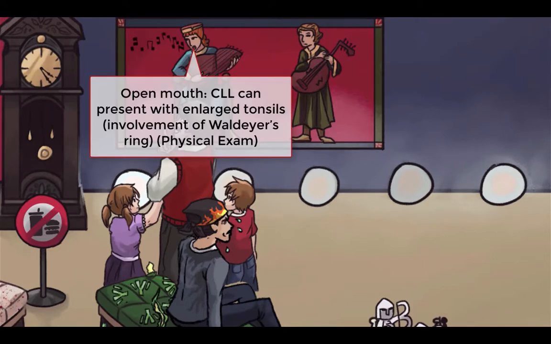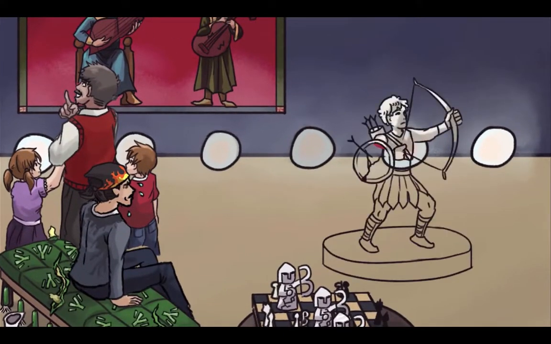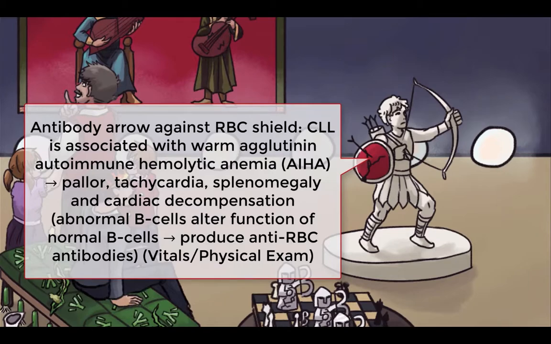Let the open mouth remind you to check for involvement of Waldeyer's ring in the pharynx, which can show up as enlarged tonsils. Some patients with CLL will develop a warm agglutinin autoimmune hemolytic anemia. Again, it's not the neoplastic B cells making these antibodies. Instead, those abnormal B cell jerks are altering the functions of the body's normal B cells, which proceed to attack RBCs with reckless abandon. Symptoms of autoimmune hemolytic anemia include severe pallor, tachycardia, cardiac decompensation, and splenomegaly.